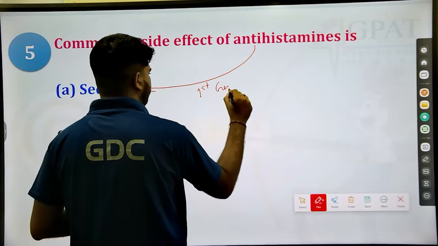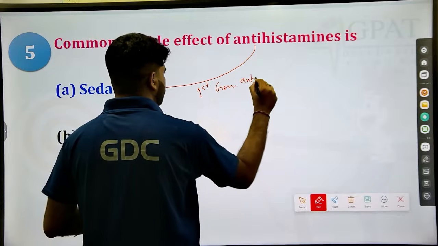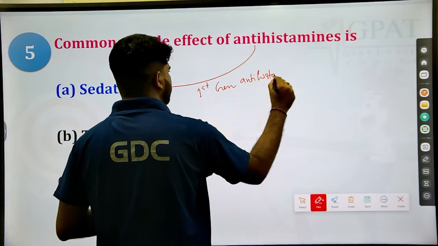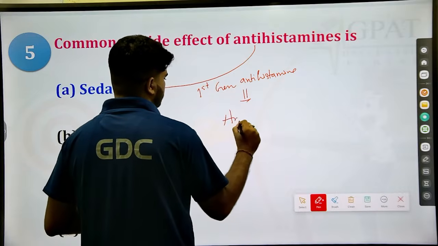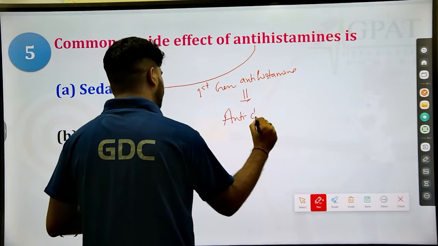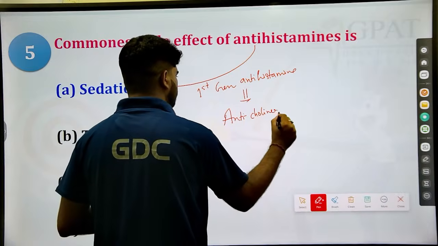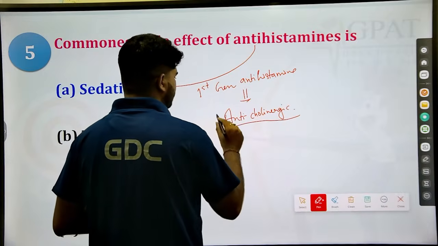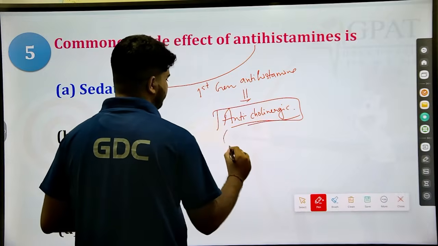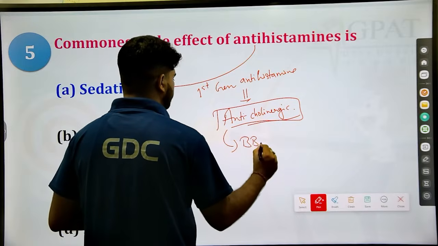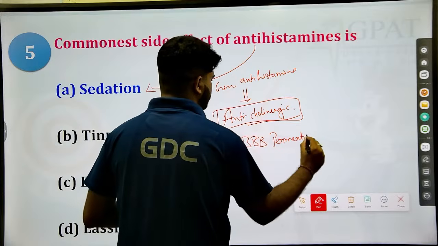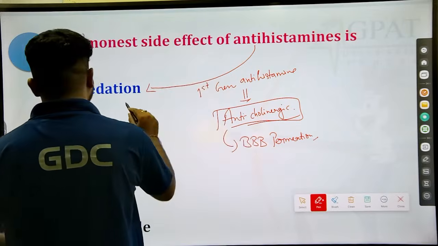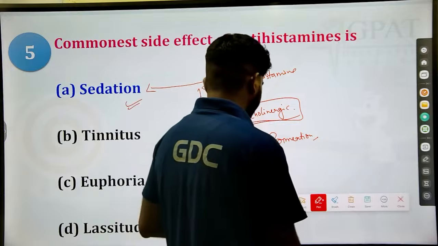If I talk about first generation antihistaminics, that consists of an anticholinergic effect, right? And just because of this anticholinergic effect, it will be going into the BBB. So BBB permeation is also good. That's why sedation is one of the things over here. Okay, sure.